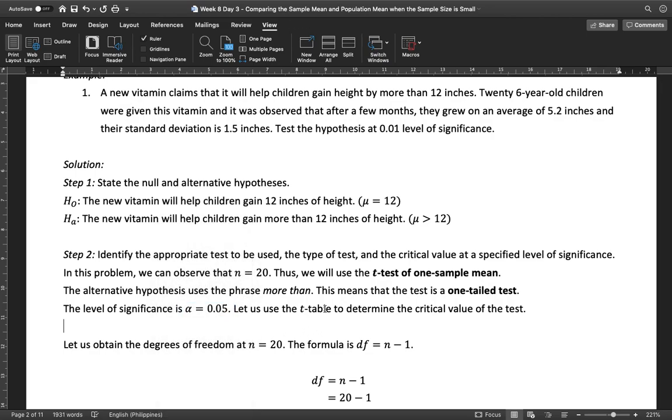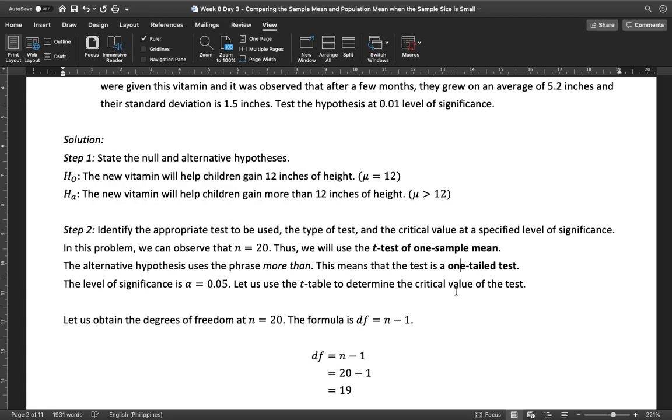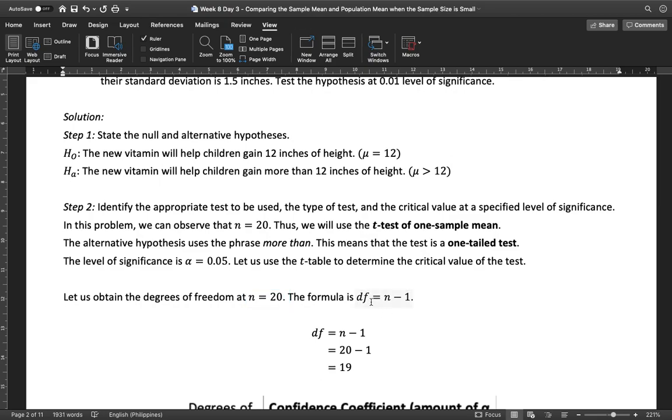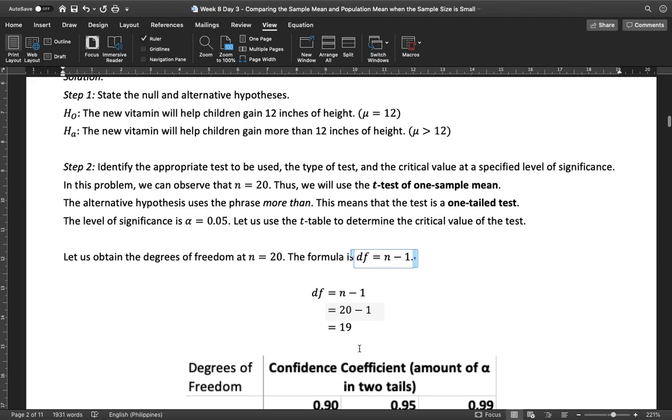So we will use the t-table to determine the critical value. Ngayon, tatlo ang kailangan natin kapag gagamit tayo ng t-table: level of significance, kung one-tail or two-tail ang test, and degrees of freedom. N equals 20. So degrees of freedom is obtained by df equals n minus 1. So that's 20 minus 1, 19.